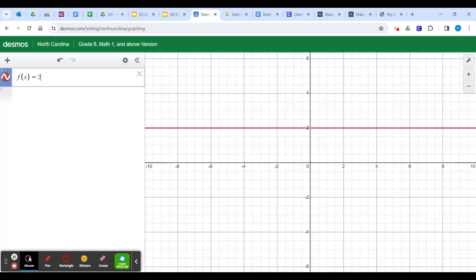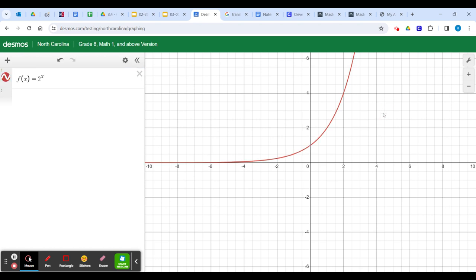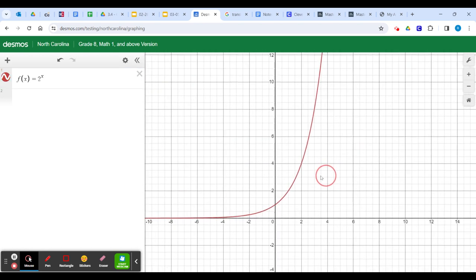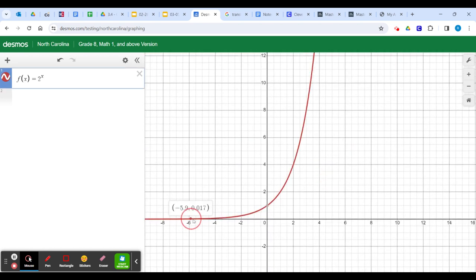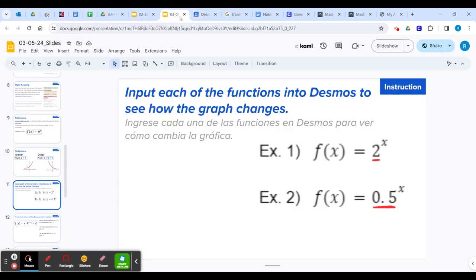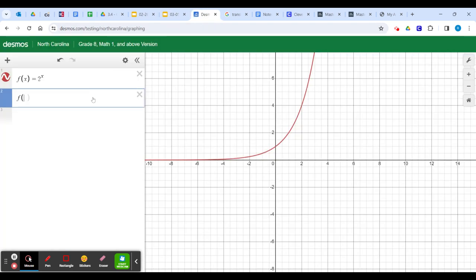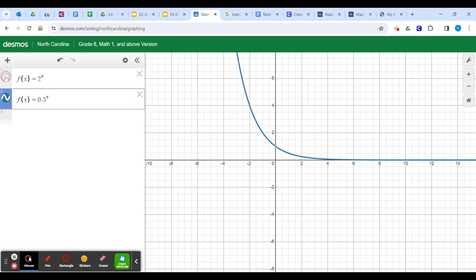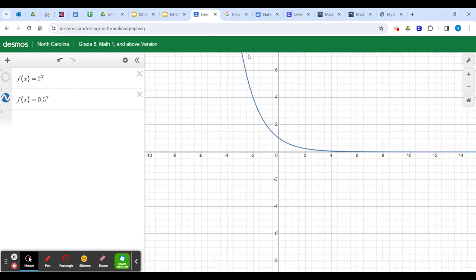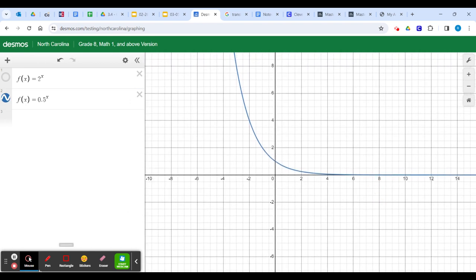f of x equals 2 to the x power, and we can see, yeah, that's exactly what we expect, right? We expect a graph that is starting near 0, coming up, hits our y-intercept, and increases exponentially. If I type in my other function, f of x equals 0.5 to the x power, and I turn off my red one, here's an example of decay where we start high and go in the other direction, where we flip and start approaching 0 as our graph continues.